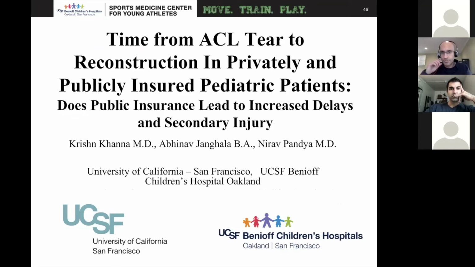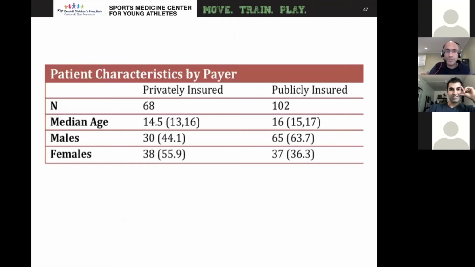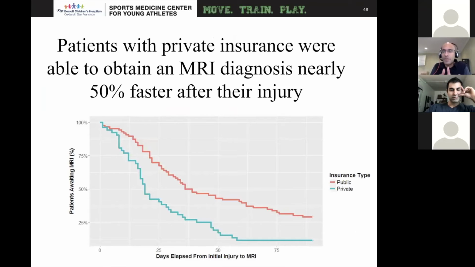Krishna, who actually surprisingly did an ACL study with me, not just doing spine, and Abhinav, who's obviously here. We found this as well in our population here in San Francisco, and we looked at our private and publicly insured patients, and what we found, even when you look at where these treatment delays are occurring, was that privately insured patients were able to actually get their MRI 50% faster after their injury.